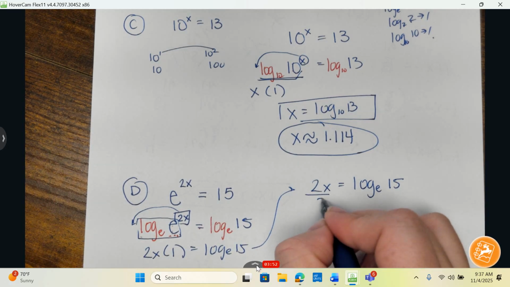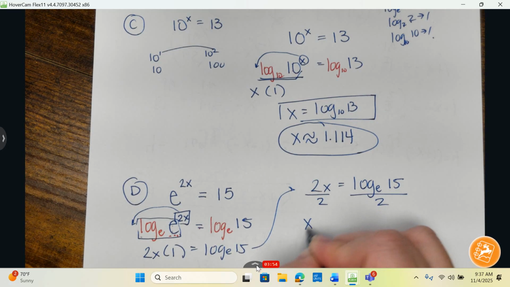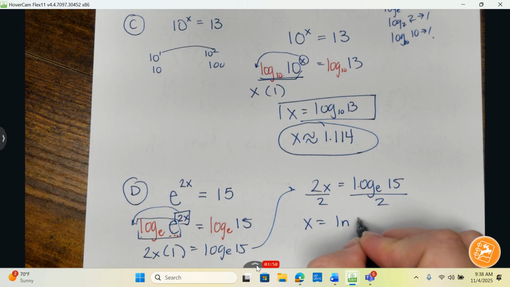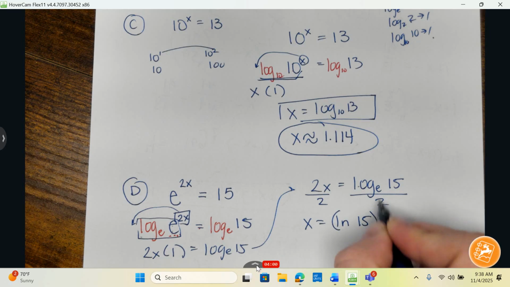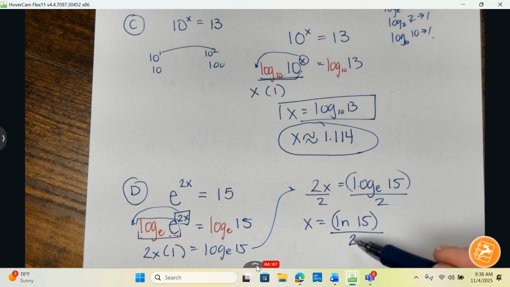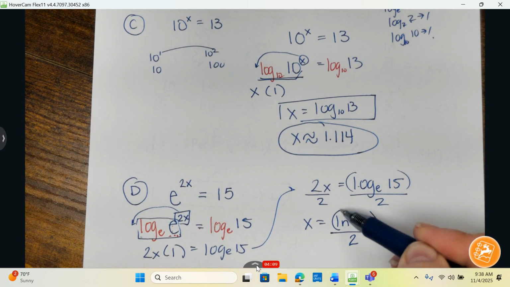Isolating for x, we're going to divide by 2. So the exact answer could be written as log base e, or maybe you prefer ln. I'm going to put parentheses around it because that's one portion, and then we'll divide that entire portion by 2. I don't want students to think that 2 should only be divided by the 15, but by this whole quantity.